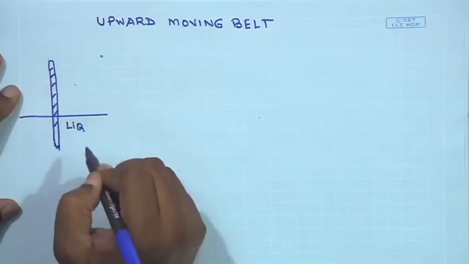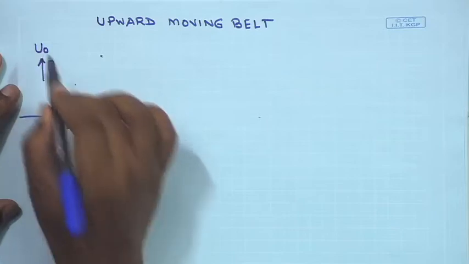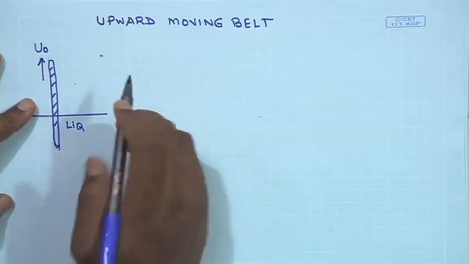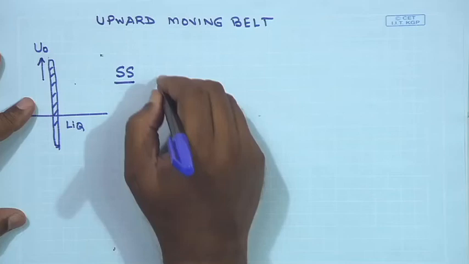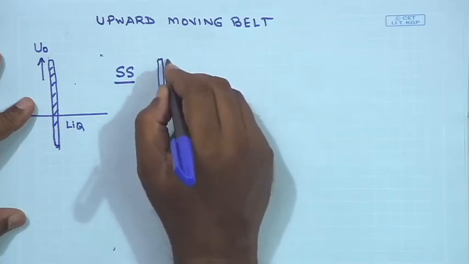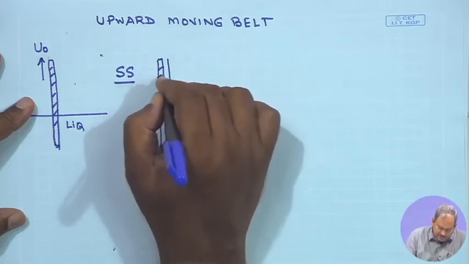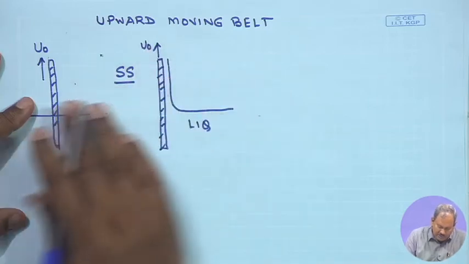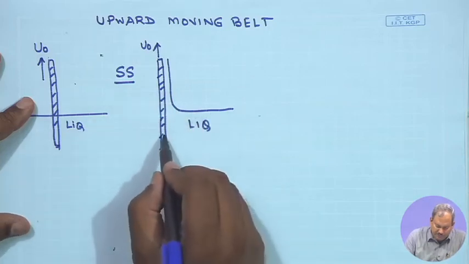Initially the belt is stationary, but let us say at some point the belt starts to move upwards with a velocity u naught. After you provide sufficient time, when it reaches steady state, the belt is going to have a thin film of liquid stuck to it. So, this is the liquid, this is your belt which moves with the velocity u naught, and you have given sufficient time such that this is the steady state which is reached.